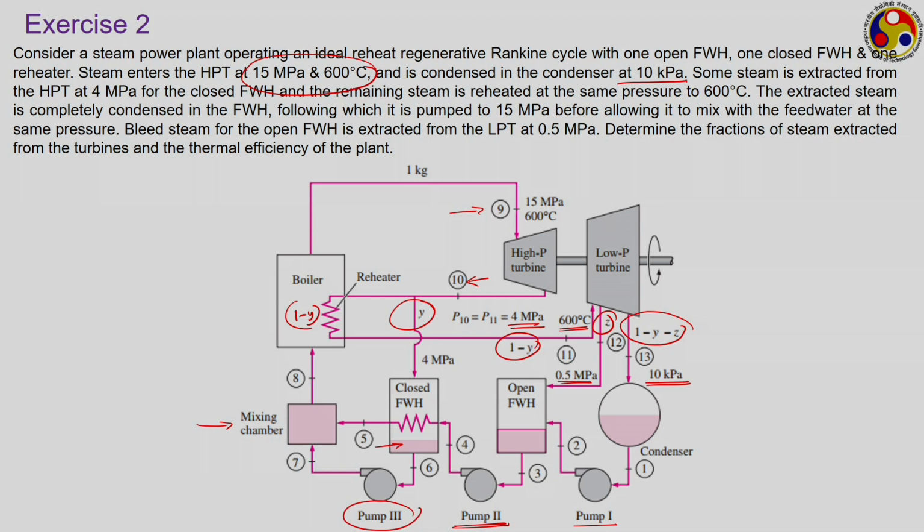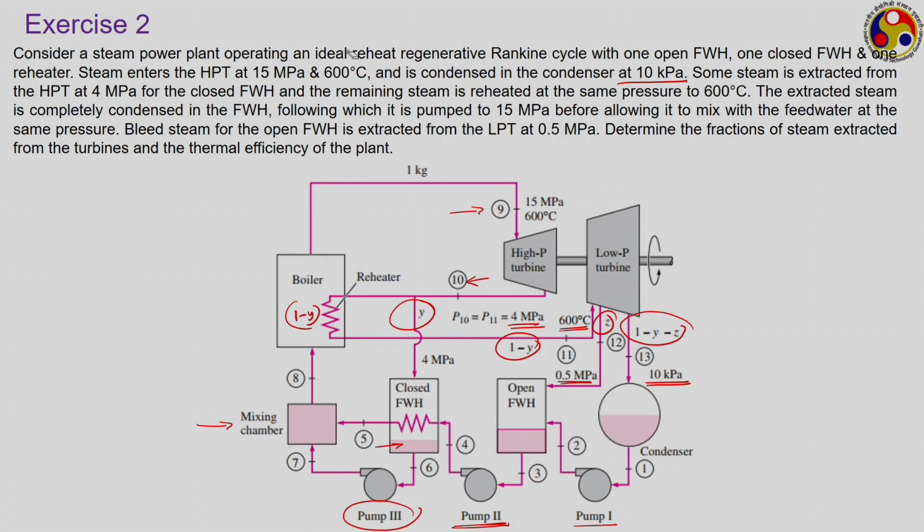Instead of this, we could have easily used a trap to direct this condensate at 6 back to the open feed water heater, thereby you could have saved this third pump, and we also never required this mixing chamber. But in this problem they are using this third pump, and so we have a mixing chamber as well, but no trap. So, try to solve this problem on your own.